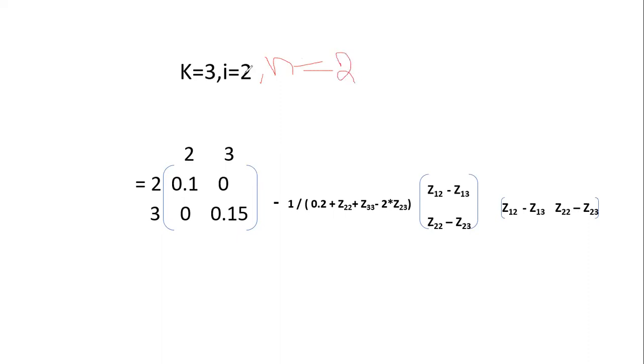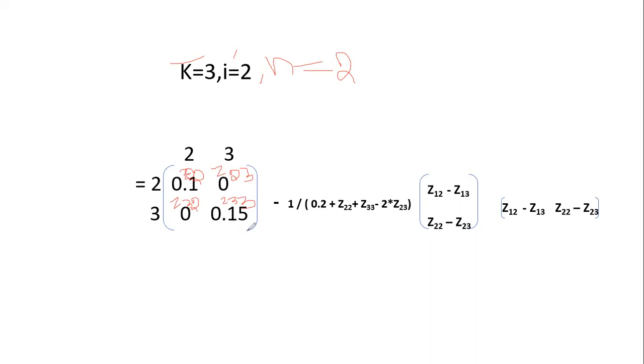Here i is equal to 2, n is equal to 2 and k is equal to 3. Then substitute all the values in this formula. This is the Z22 value in the Z-bus old matrix, and this is the Z23 value, this is the Z32 value, and this is the Z33 value.